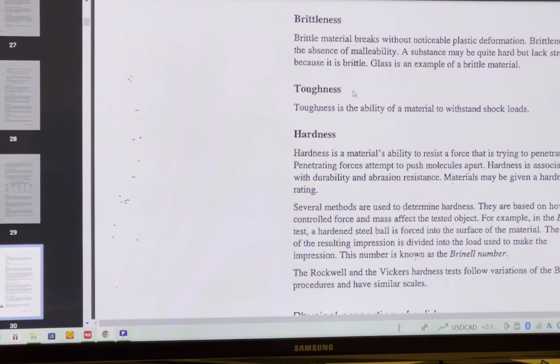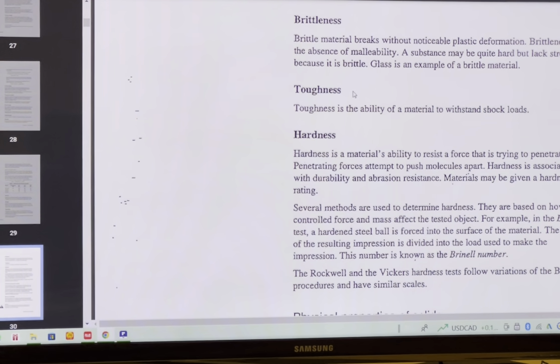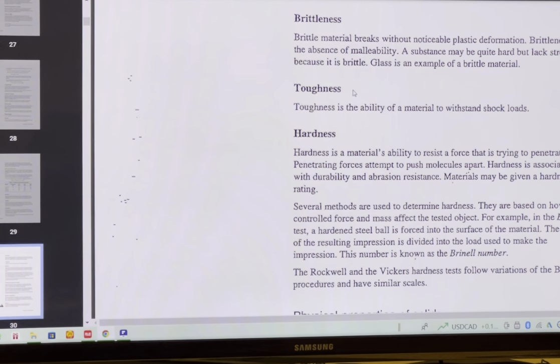Toughness is the ability of a material to withstand shock loads. What is a shock load? A shock load means the force when two bodies hit together in a very, very short time. Here is a shock load.